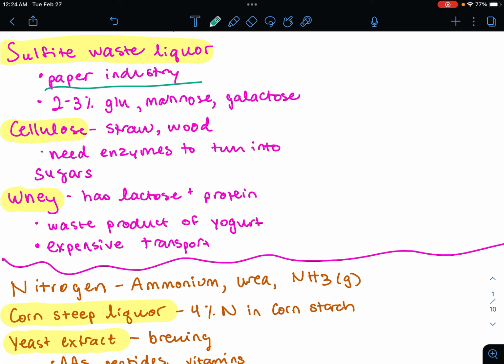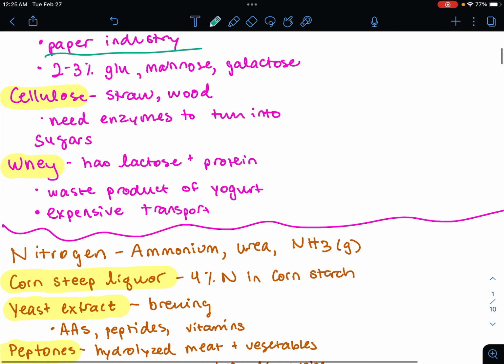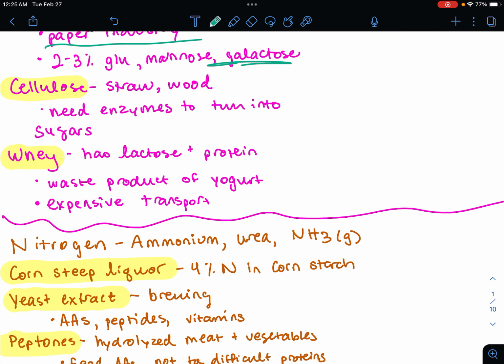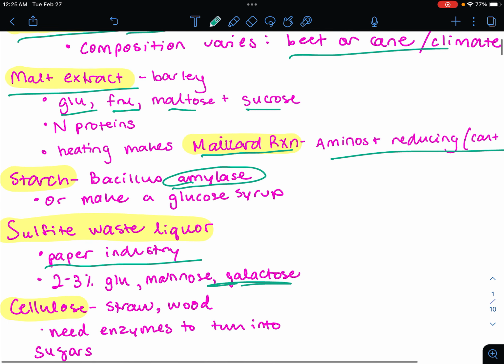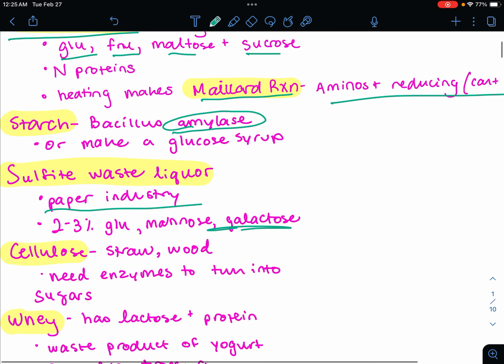There's going to be 2 or 3% glucose, mannose, and galactose in the sulfite waste liquor. Never mind, I misread that. So just know that in the sulfite waste liquor, we have 2 or 3% glucose, mannose, and galactose.